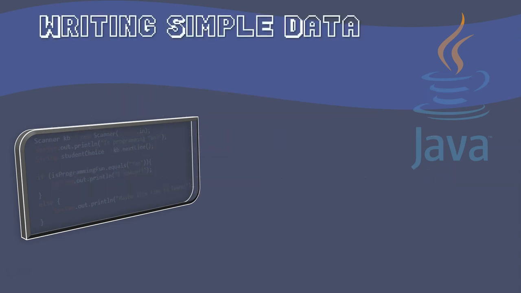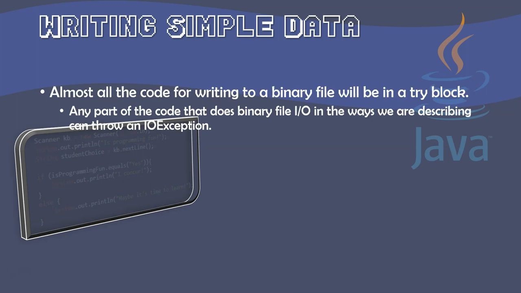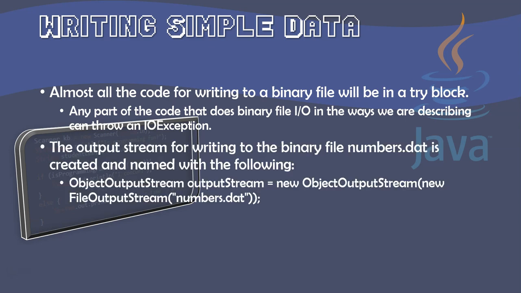So let's look at writing some simple data then. Almost all the code for writing to a binary file will, of course, need to be in a try block, and we've seen this with text files. So it's pretty expected. Any part of code that does binary file I/O, just like text file I/O, in the ways that we're going to be describing, can throw an IOException. So the output stream for writing to a binary file, .dat, DAT of course for data, that's our binary format we're going to expect, is created and named with the following: ObjectOutputStream equals new ObjectOutputStream, new FileOutputStream, quote, numbers.dat.